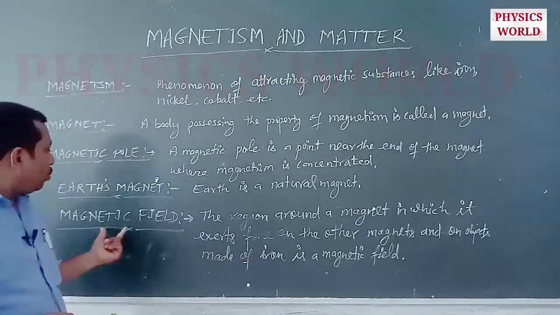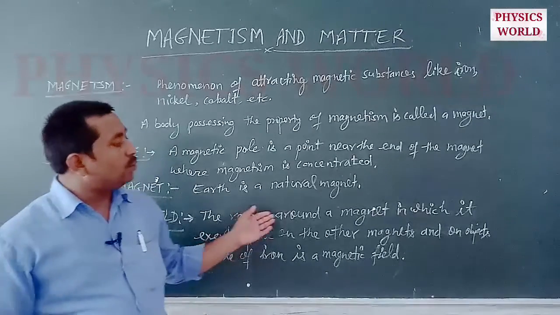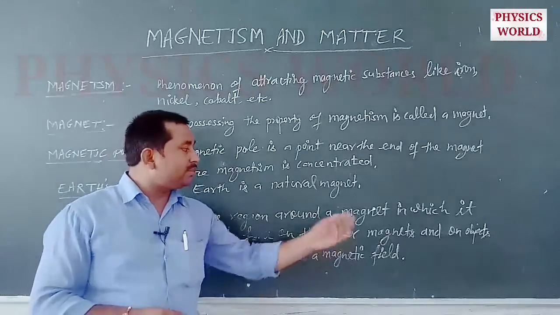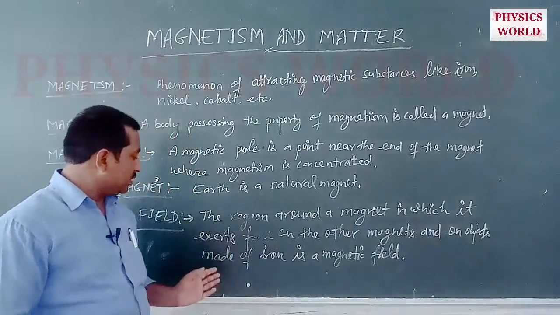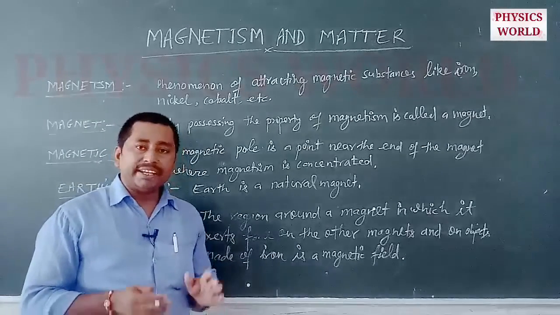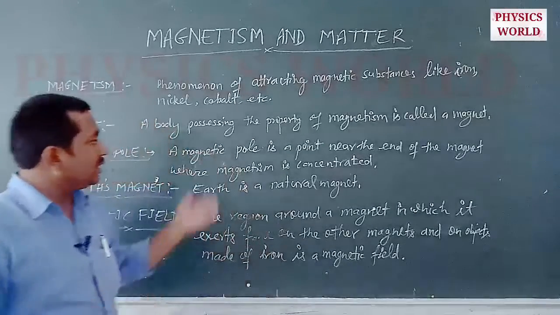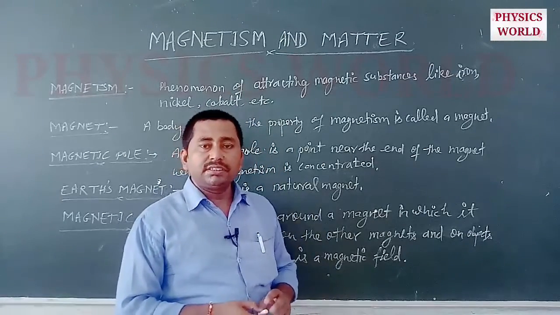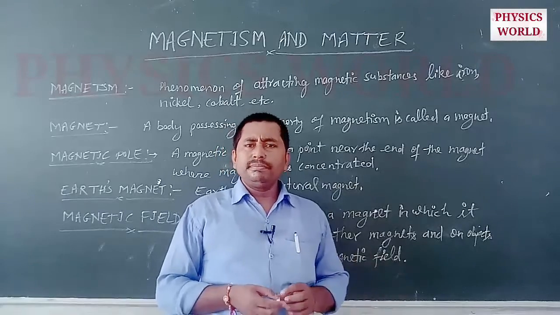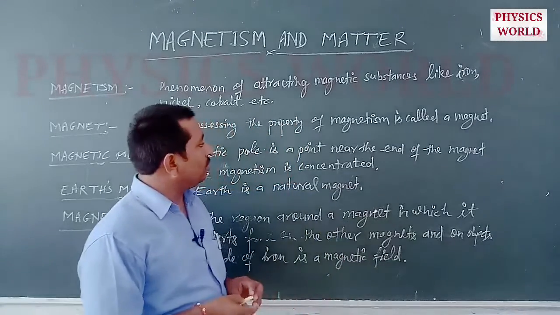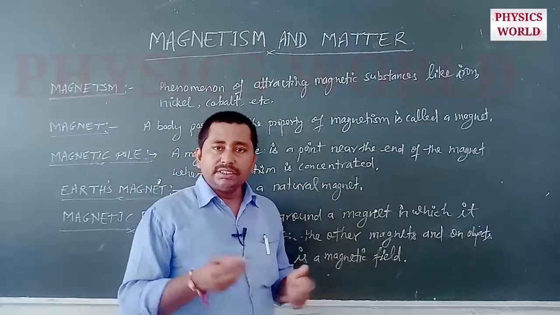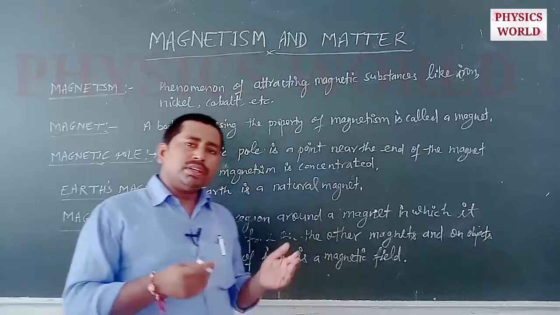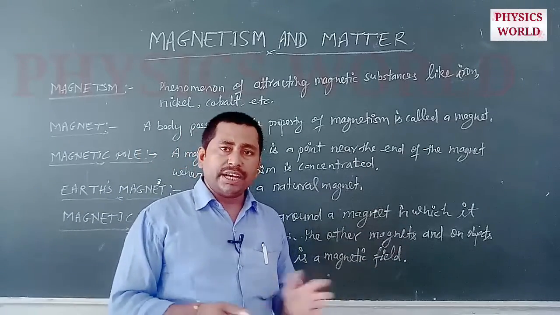Now what is a magnetic field? The region around a magnet in which it exerts force on other magnets and on objects made of iron is a magnetic field. All these are the basic concepts related to magnetism, and the term magnet was derived from the name of an island of Greece, that is Magnesia, where magnetic ore deposits were found in the soil of that island.